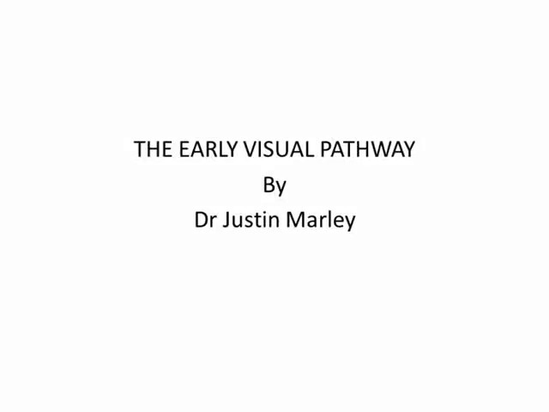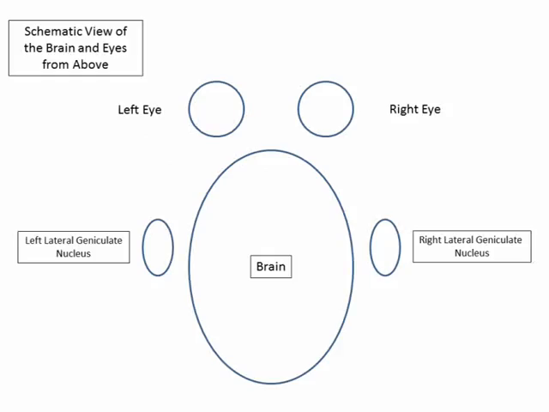I'm just going to talk you through the early stages of human visual processing in a very simple schematic. So, first of all, I'm just going to explain this diagram here. This is a diagram of a human brain with eyes and the lateral geniculate nuclei. Now we're looking above. This is a schematic diagram.